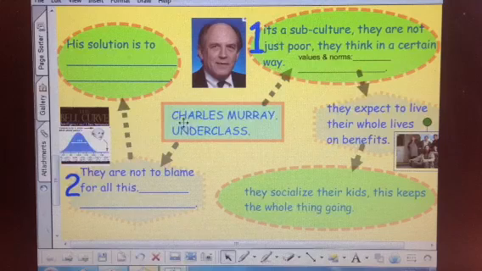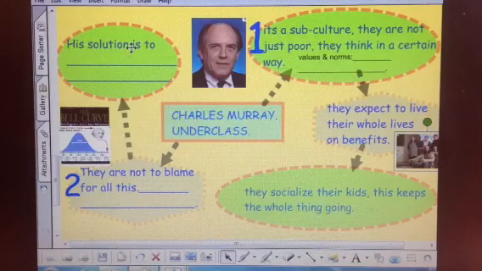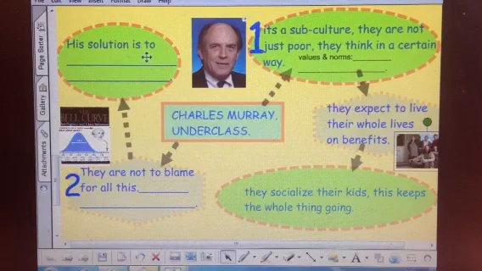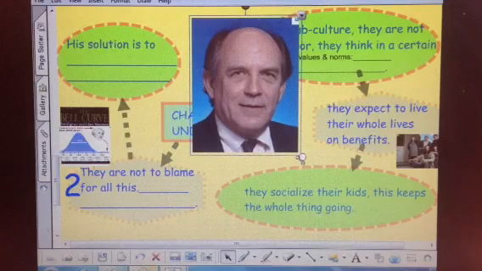However, Murray himself doesn't blame the underclass. He blames the government for supplying them with too generous benefits. So his solution to all this is to cut benefits, thereby forcing people to take any work that they can. Murray's work has been extremely important and influential in America and in Britain.